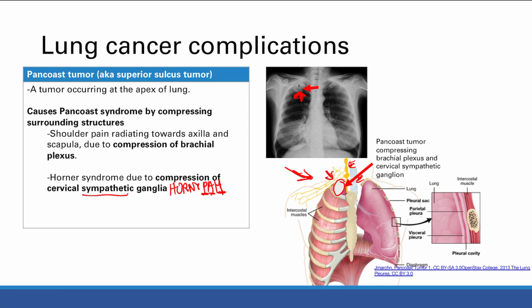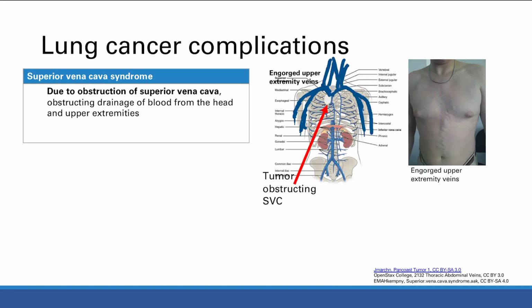And finally, compression of the spinal cord can lead to paraplegia. So again, compression of the brachial plexus, cervical sympathetic ganglia, and the spinal cord can all be complications of a Pancoast tumor. That's just a lung tumor at the apex of the lung. Finally, we have superior vena cava syndrome. As you can tell from the name, it's due to obstruction of the superior vena cava. So you're going to be obstructing blood flow from the head and the upper extremity.